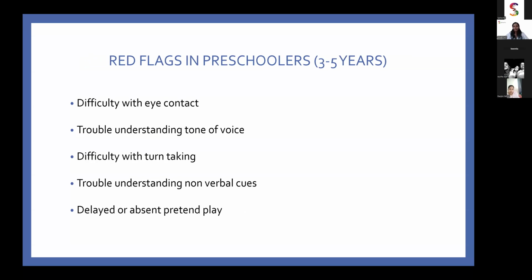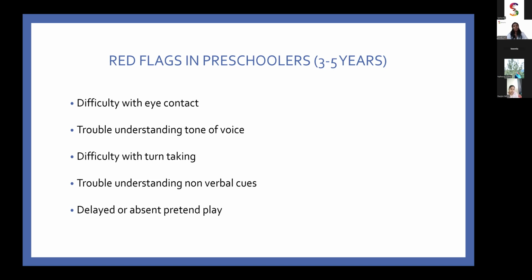Now, red flags in preschoolers. Preschoolers are basically 3 to 5 years of age. Now, all the points that we discussed become a little more dominant, because the child has started speaking now, so you know how the language of the child is. Also, when the child starts speaking, there is difficulty with eye contact. The child might not be able to maintain eye contact while speaking to another person, and maintaining eye contact is very important. If a person who is speaking to us does not maintain eye contact, we know how it feels. So these kids will have this kind of an issue.